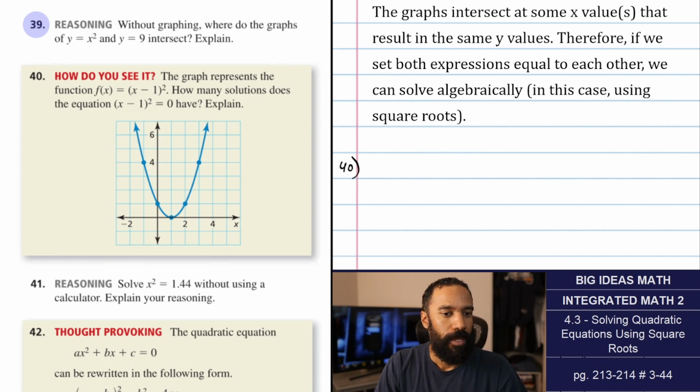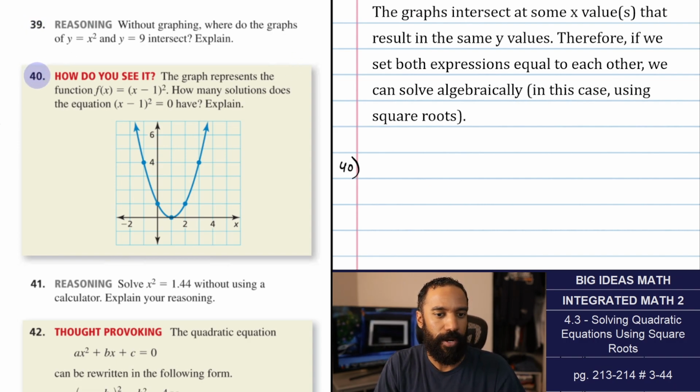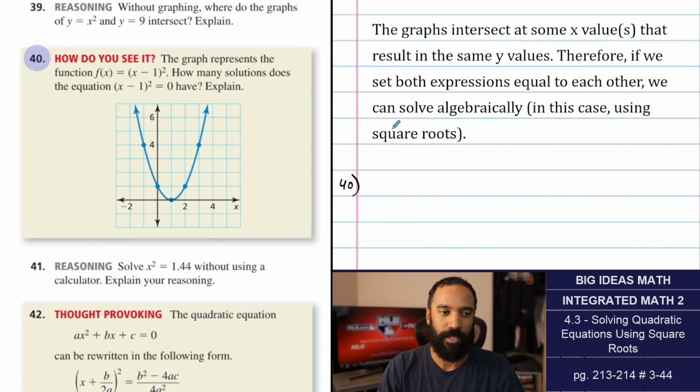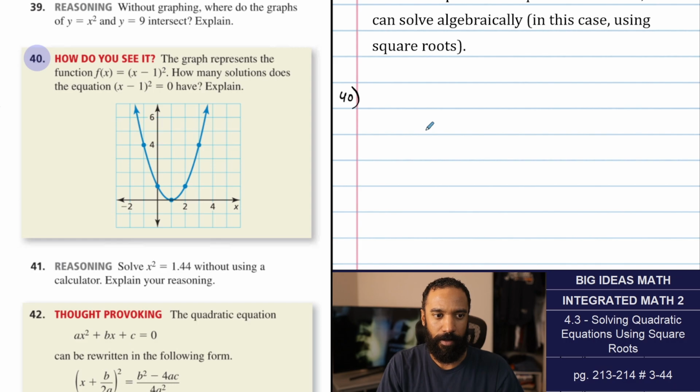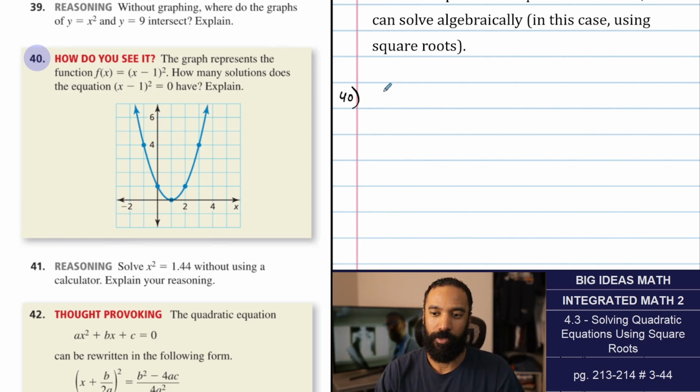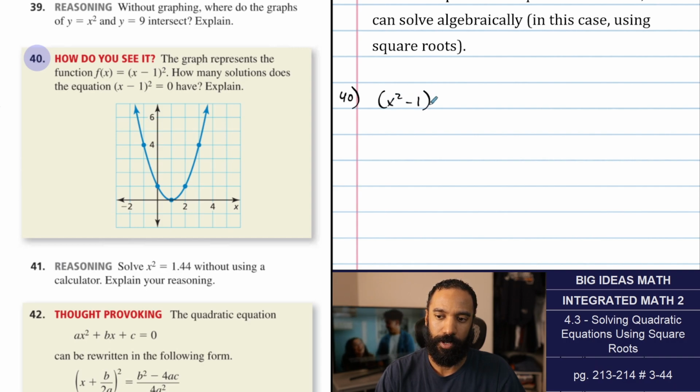Number 40. The graph represents the function f of x equals x minus 1 quantity squared. I agree. This is for hk. H is 1, k is 0. How many solutions does the equation x squared minus 1 equals 0 have? Explain. Well, this is more of a solving by graphing scenario. Obviously, we could take the square root of both sides and show that algebraically. So let's go ahead and do that. I'm sorry, I totally wrote that incorrectly.